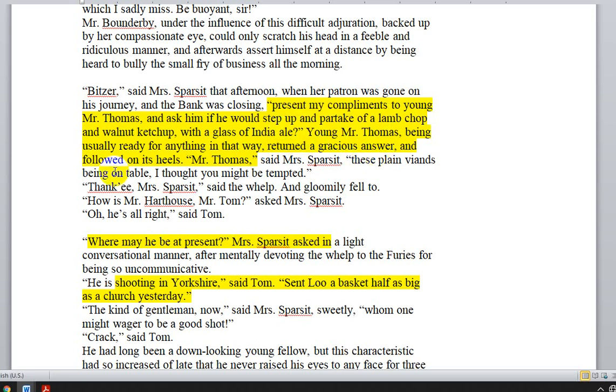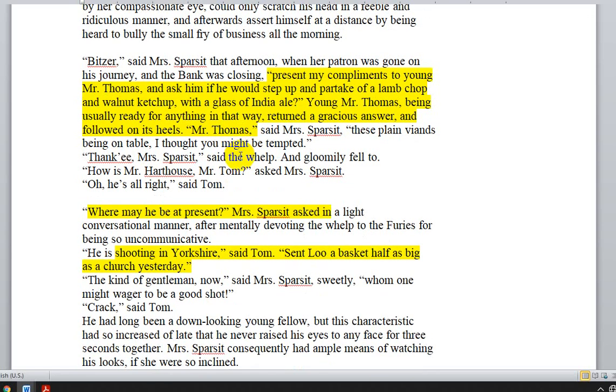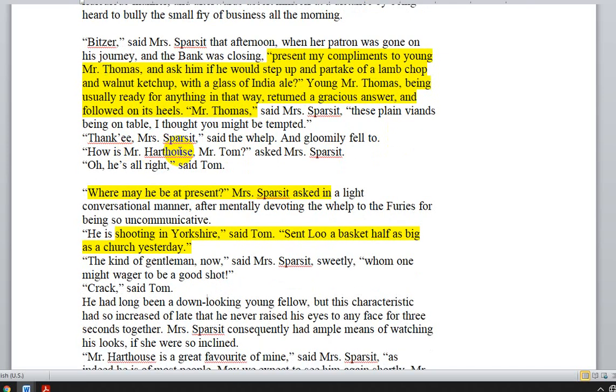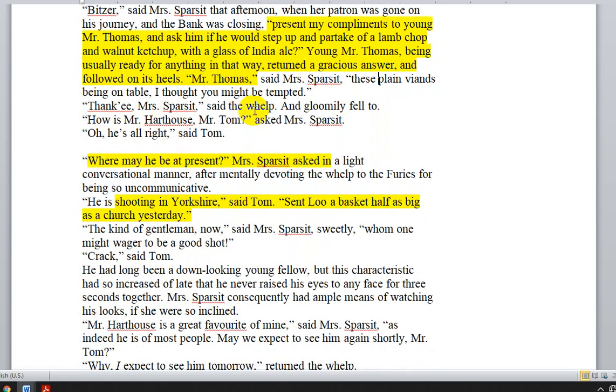Young Mr. Thomas being usually ready for anything in that way, of course, he would come fast in return for being served with these things. "Mr. Thomas," said Mrs. Sparsit, "these plain wines being on table, I thought you might be tempted." "Thank you, Mrs. Sparsit," said the whelp, also described as the whelp by the writer.